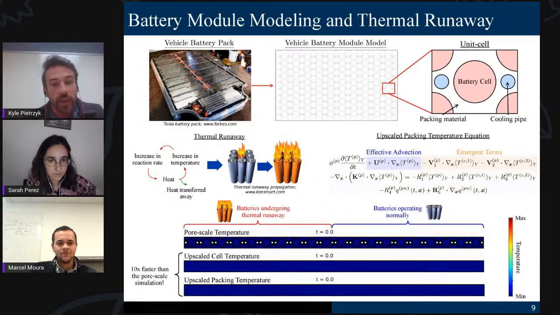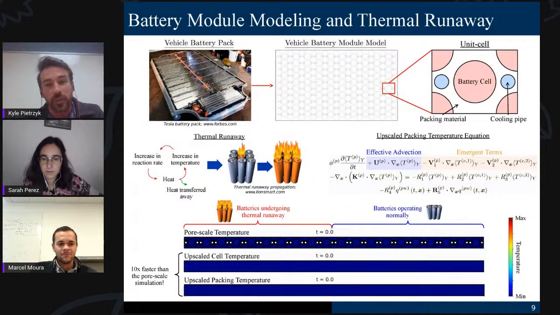And if you're unfamiliar, thermal runaway is when heat is generated by the batteries that are operating. If the heat is not transferred away fast enough, it increases the temperature, which increases the reaction rate, and therefore produces more heat. This cycle causes your batteries to fail. Now, without getting into all the details, what we're able to do with Symbolica is provide it the heat transfer description of this, which is conduction. And we're able to upscale and get this equation on the right that you see, where there's both effective advection, even though there's no flow in the system, and there's emergent terms, which depend on the temperatures of the battery cells.